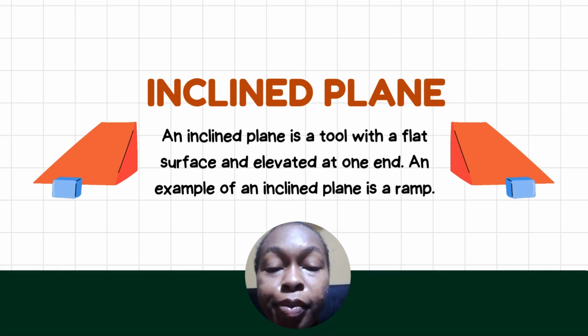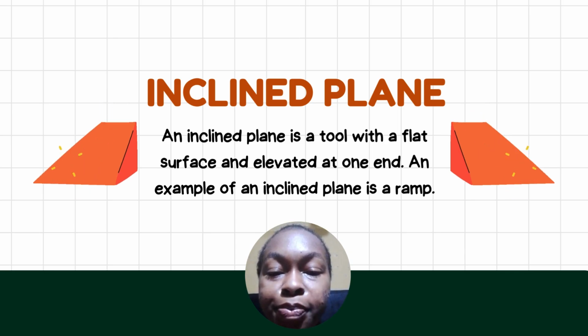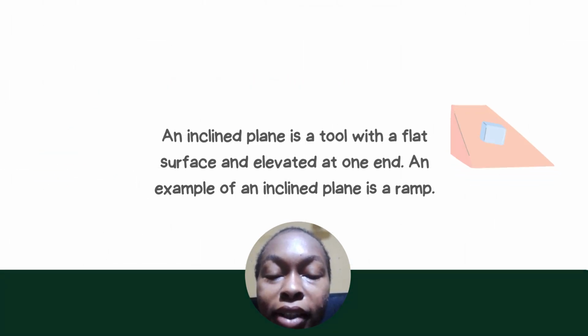An inclined plane is a tool with a flat surface that is elevated at one end. An example of an inclined plane is a ramp. Okay, and you can see the pictures of it on both sides of the slide.